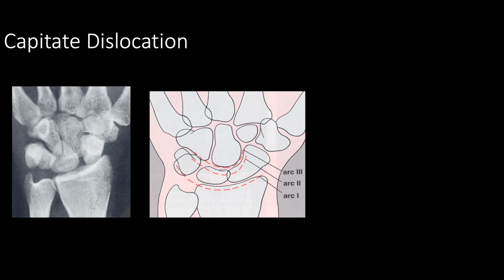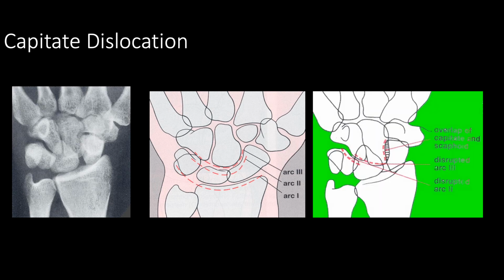So here are the arcs again. If we see a dislocation, you may see an overlap of some of these bones. You may see a change in orientation of these pieces here. So here you see a disrupted arc, and you see disrupted arcs 2 and 3 with an overlap of the capitate and scaphoid, indicating that there's been a dislocation here.